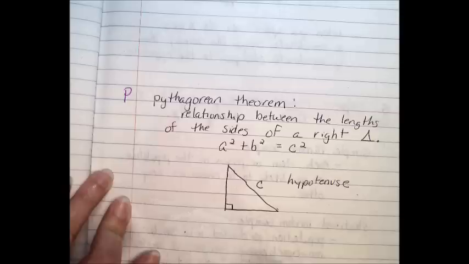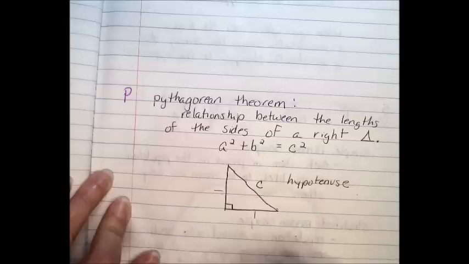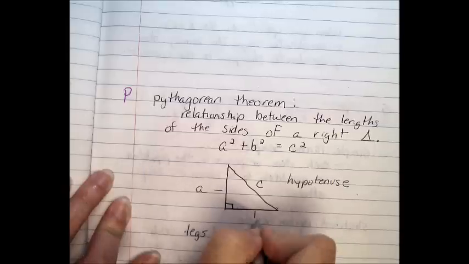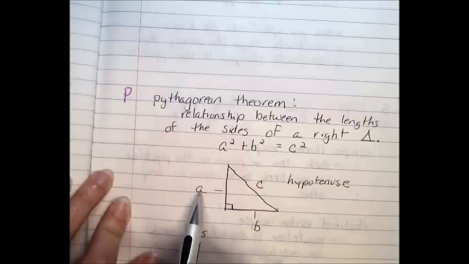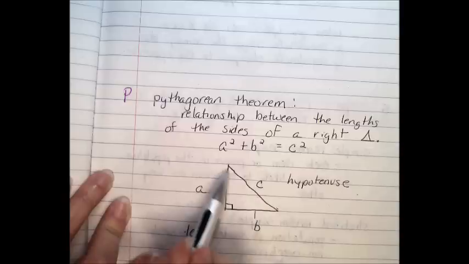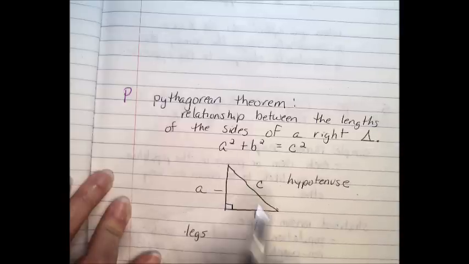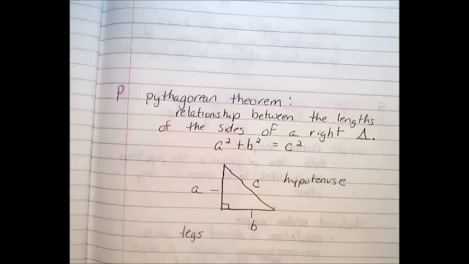The other two sides are known as the legs of the right triangle. And you can use A and B interchangeably for the legs. It doesn't matter which one you assign to be A and which one you assign to be B, as long as the longest side across from the right angle is assigned C, then you can use the Pythagorean theorem.